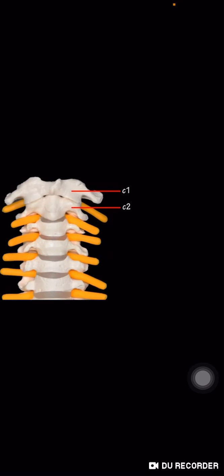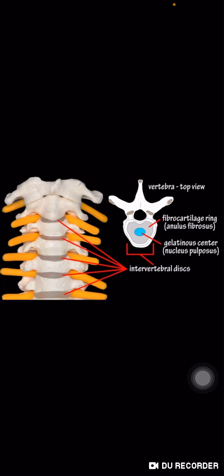Each of these vertebrae, except C1 and C2, is separated by discs called intervertebral discs, which are made up of an outer fibrocartilage ring and an inner gelatinous, rigid core. These discs also act as shock absorbers that allow the vertebral column to bend.